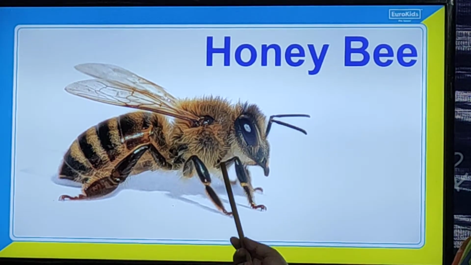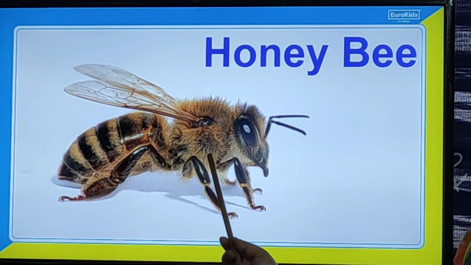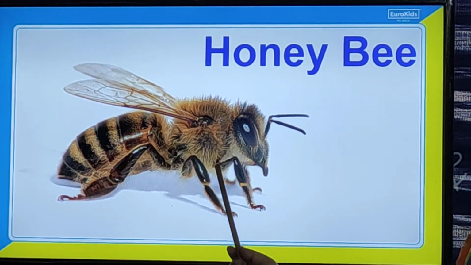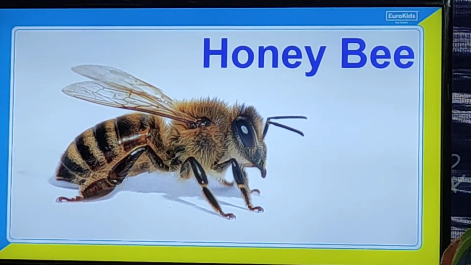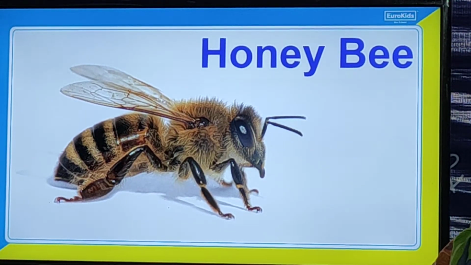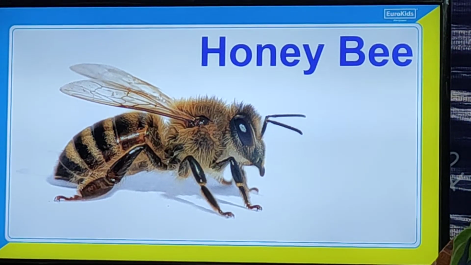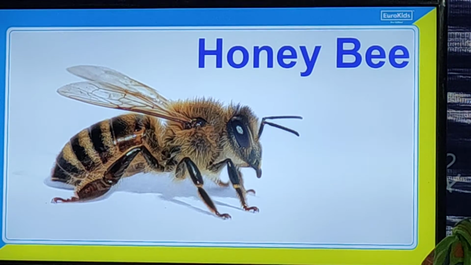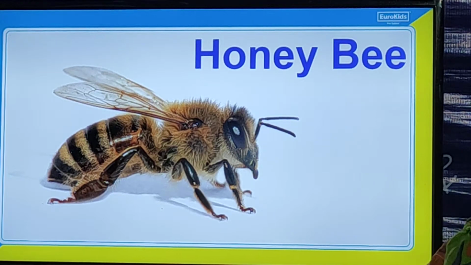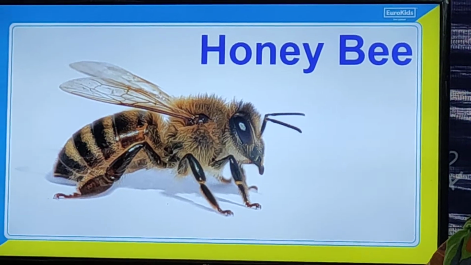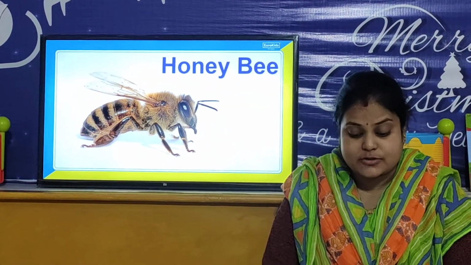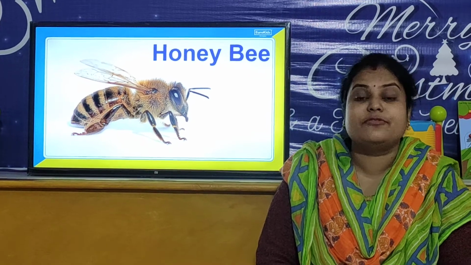So children, the honeybee gives us honey. So who gives us honey? Honeybee gives us honey, and honeybee also produces bee wax. And children, like the butterfly, honeybees too have a long thin straw-like structure called proboscis that is used to eat the flower nectar. And children, what is flower nectar? Flower nectar is the juice of the flower. So children, the proboscis allows them to obtain the nectar from the flower.